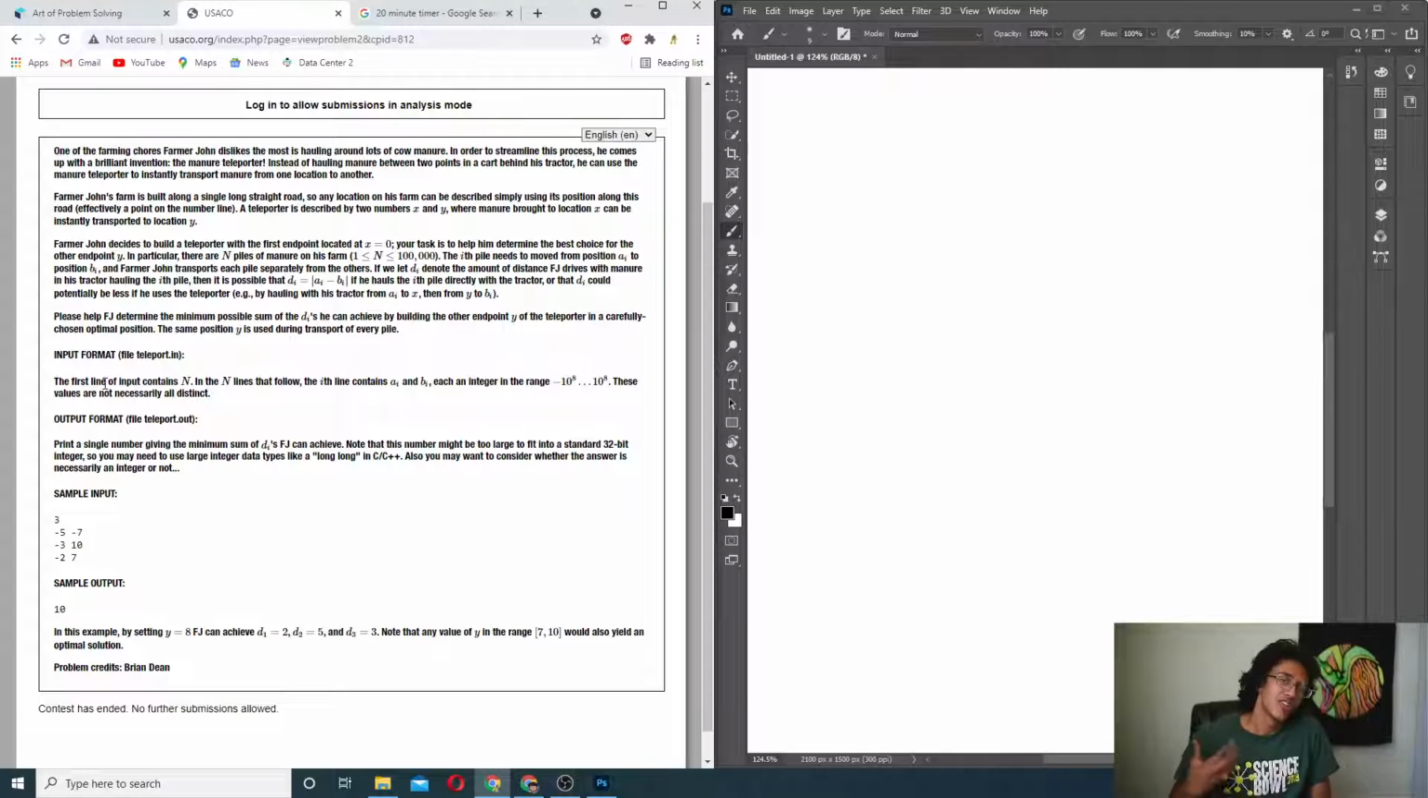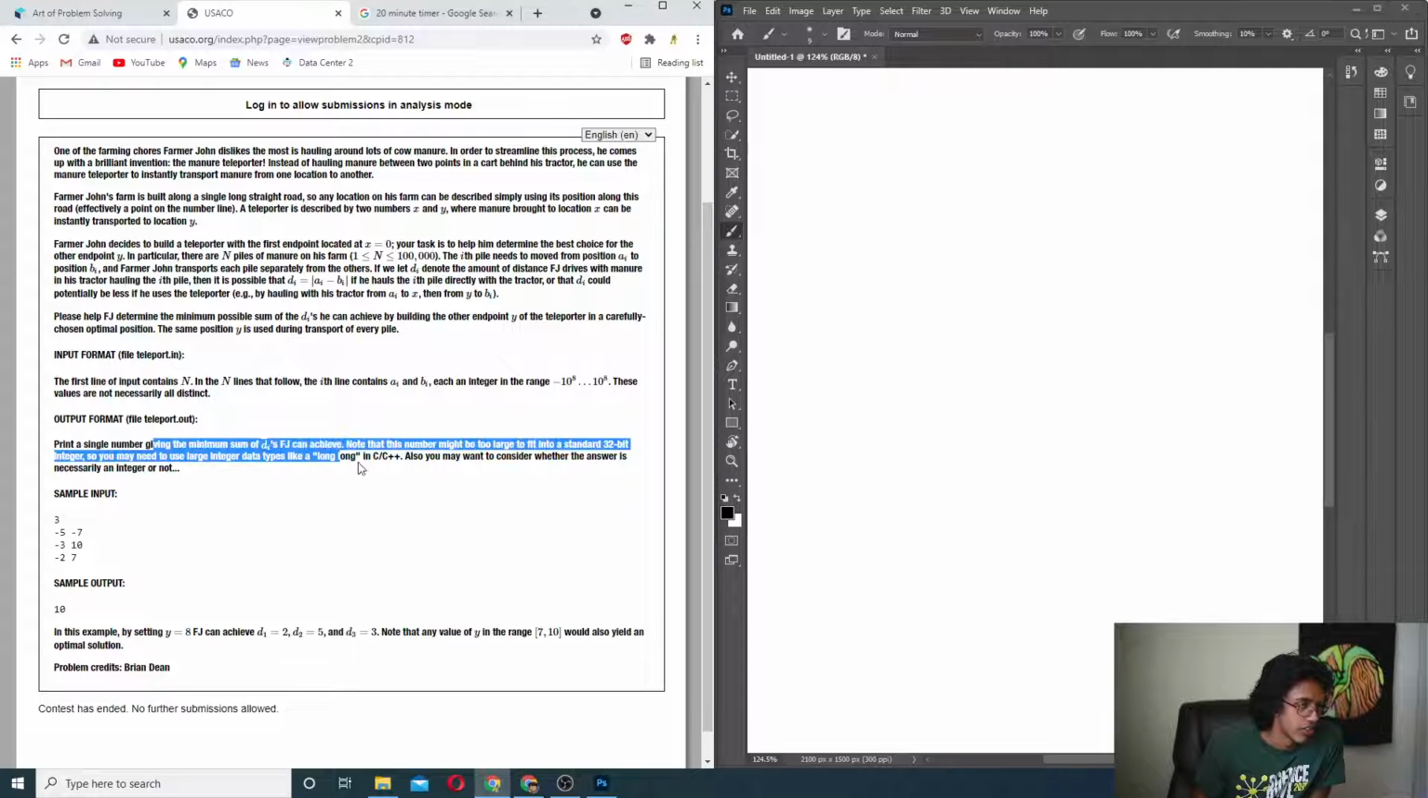Okay, you know what? I found out that with USACO problems, it's probably best to just read the input format first. So first line contains N, and then your ith line contains AI and BI, and I'm assuming AI is just a teleporter, right? Where's AI and BI? Let's see. What? Dang. Okay, I'm assuming AI and BI are the teleporter endpoints, right? Okay. Okay, you know what? I should actually read it.